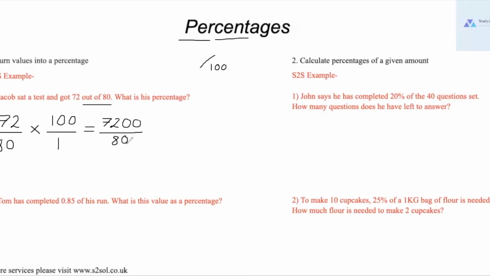Now what we need to do, because we haven't finished yet, we still have our information as a fraction. To get our answer as a percentage, we need to eventually have our fraction be over 1, because that will give us the answer of the percentage as the numerator. So in order to get 7,200 over 80 to a fraction over 1, we need to divide 7,200 by 80.